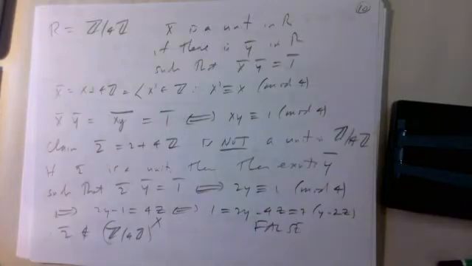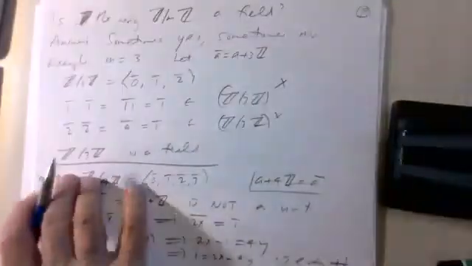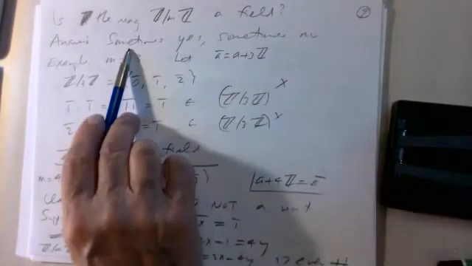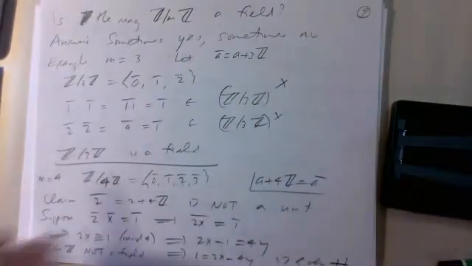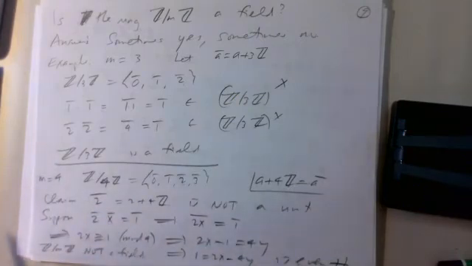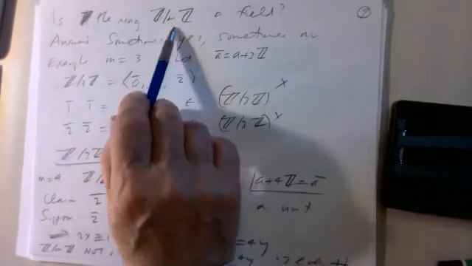Now, the question I started by asking is: is the ring of congruence classes Z mod MZ a field? And my answer was sometimes yes, sometimes no. So when M is 3, the answer is yes. When M is 4, the answer is no. And we would like to know exactly for which integers M, Z mod MZ is a field. Because fields are very nice. Once you can add, subtract, multiply, you have a ring. But if you can add, subtract, multiply, and divide, then you have a field, and you can do a lot more algebra.